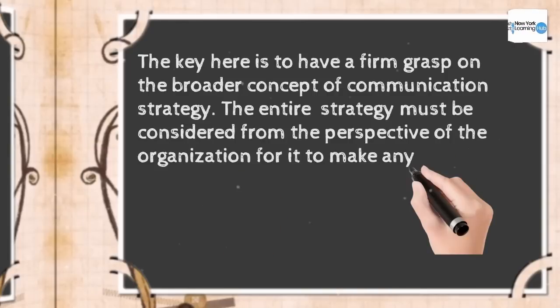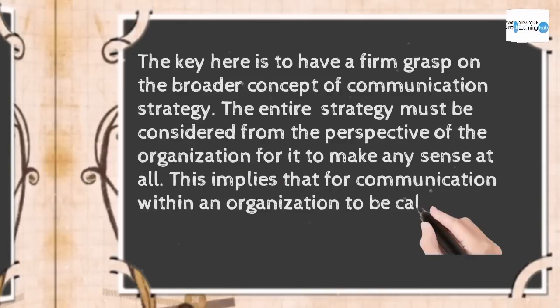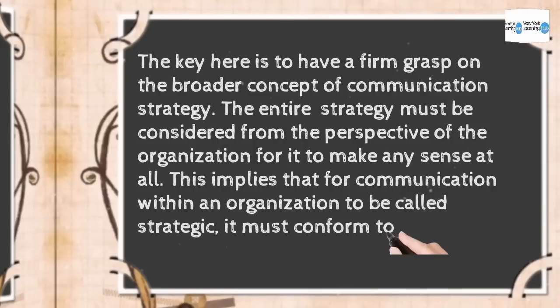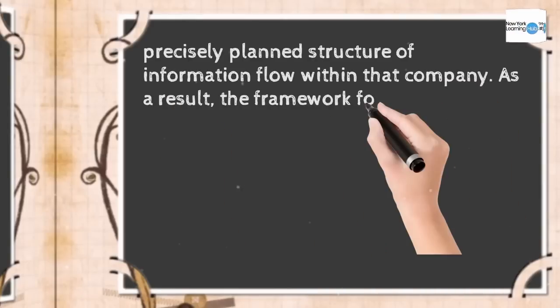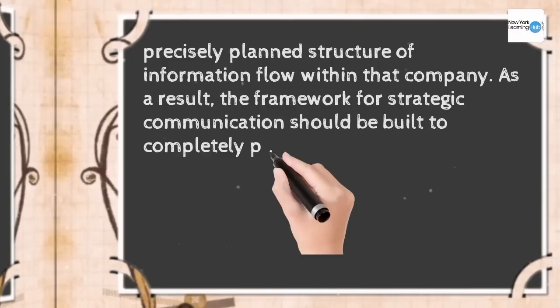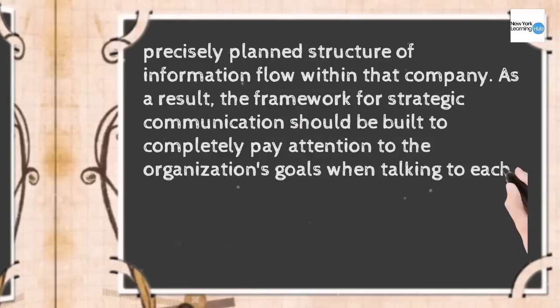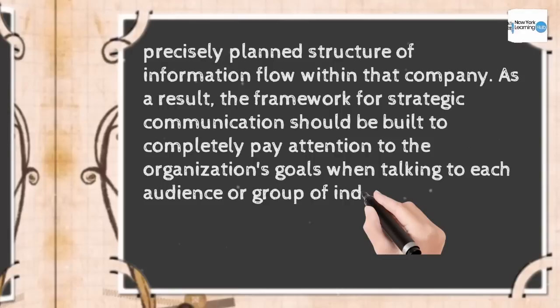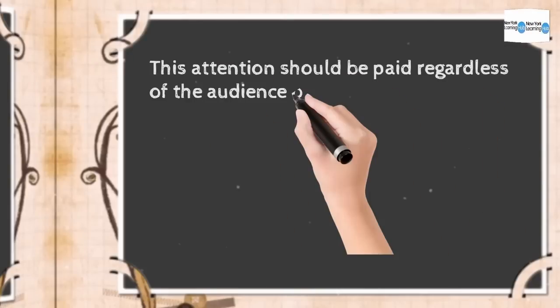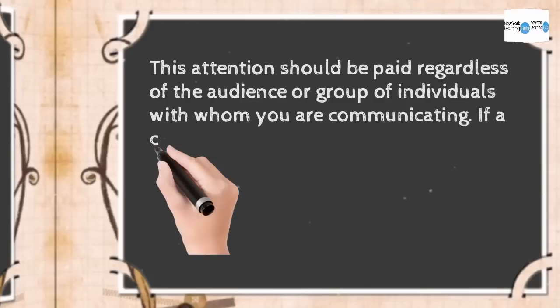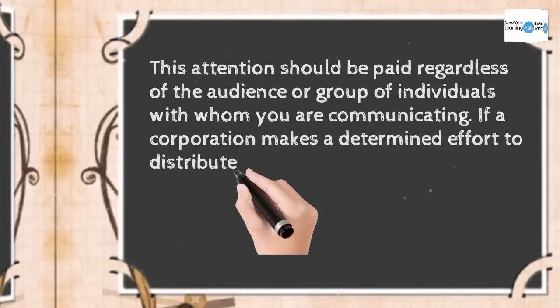The entire strategy must be considered from the perspective of the organization for it to make any sense at all. This implies that for communication within an organization to be called strategic, it must conform to the precisely planned structure of information flow within that company. As a result, the framework for strategic communication should be built to completely pay attention to the organization's goal when talking to each audience or group of individuals at any given time. This attention should be paid regardless of the audience or group of individuals with whom you are communicating.